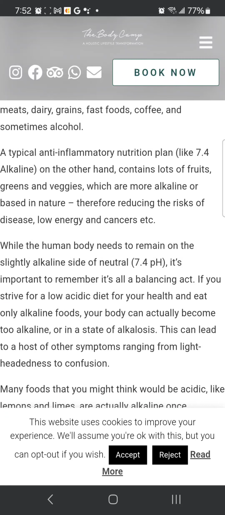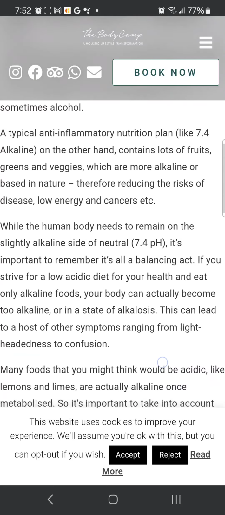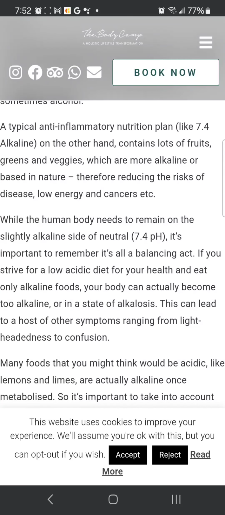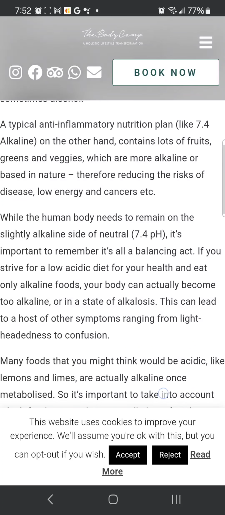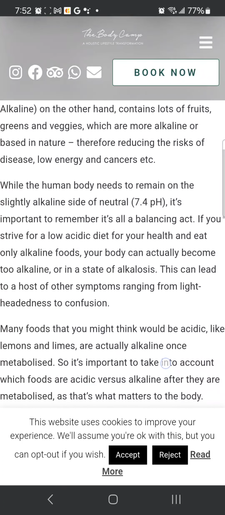So it's math and chemistry, blah blah blah. A typical anti-inflammatory nutrition plan, like 7.4 alkaline, on the other hand, contains lots of fruits, greens, and veggies, which are more alkaline or base in nature, therefore reducing the risk of disease, low energy, and cancers, etc.